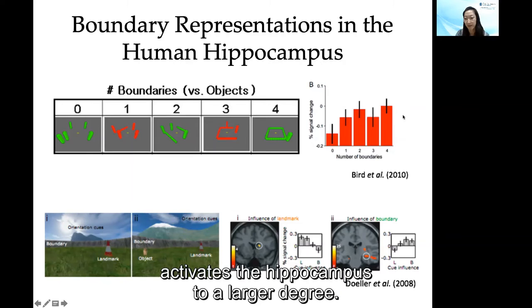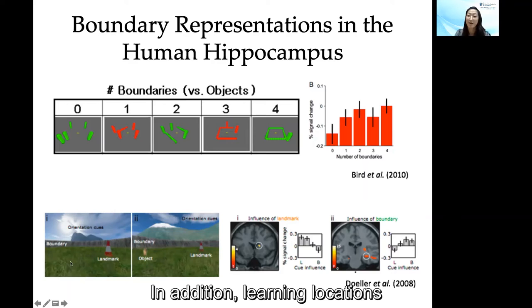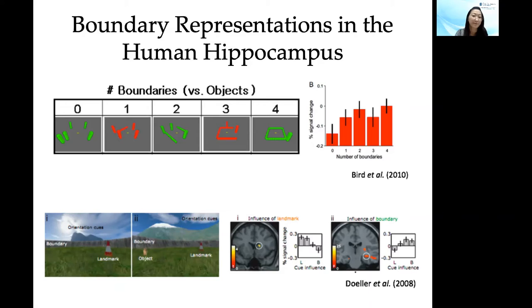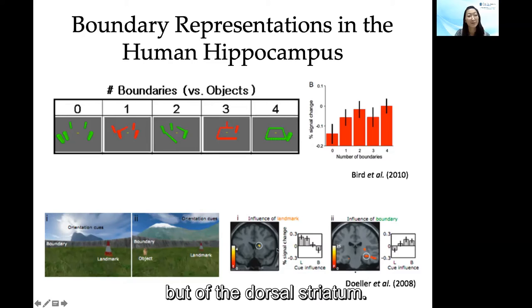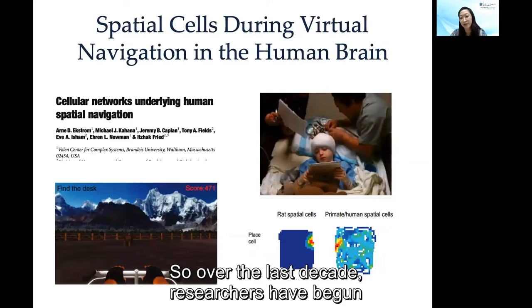In addition, learning locations in this environment here with respect to this wall-like boundary here activates the hippocampus specifically, but learning locations with respect to a landmark like this cone instead is correlated with activation not of the hippocampus but of the dorsal striatum. So over the last decade, researchers have begun to record spatial signals directly from the human brain.